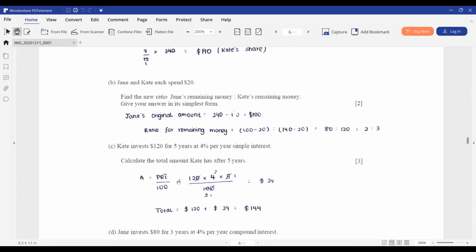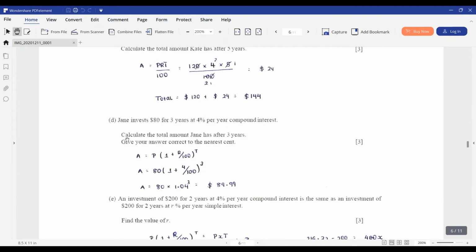We should use the formula PRT over 100. P for principal, R for rate, and T for time. So the principal is 120 multiplied by the rate, which is 4, multiplied by the time, which is 5 years, over 100. So this gives us an answer of $24. This is the amount you receive due to interest. Now this is not the total. The total is taking your principal amount, adding the amount you just received due to the interest. So it's $120 plus $24, and that makes us have a total amount of $144. This is the amount Kate receives after 5 years through simple interest.